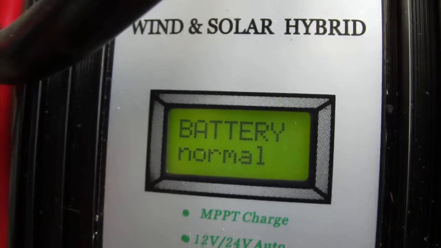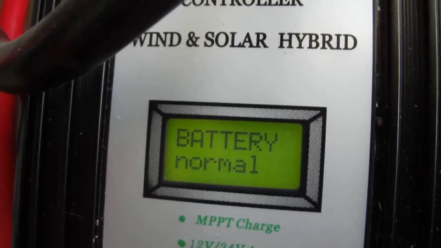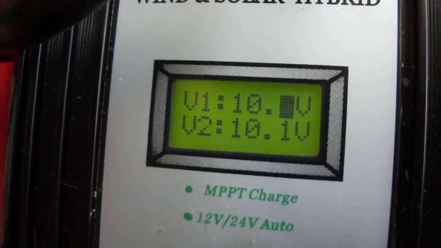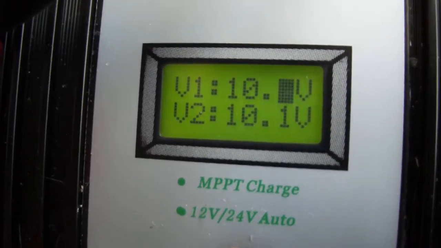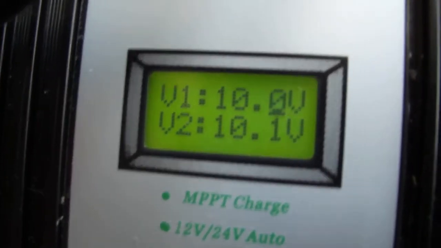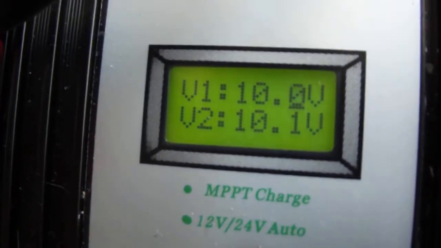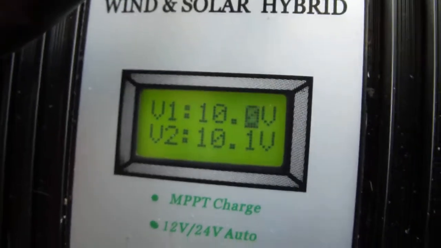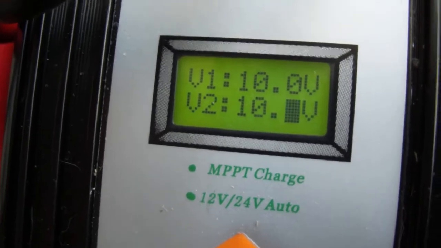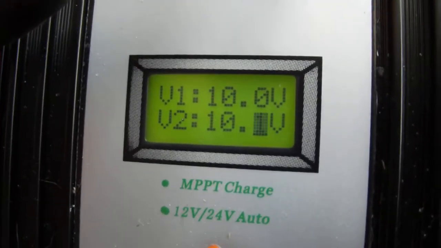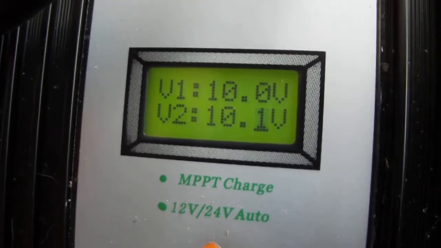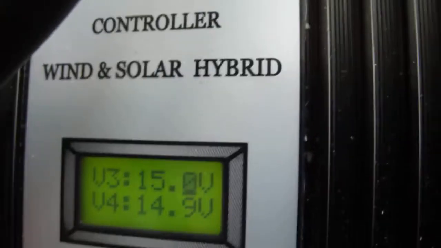Now the actual programming side of it. That there is the over discharge voltage of the batteries to detect it. And that's at 10 volts. Recovery is at 10.1 volts in over discharge. Pressing enter moves that cursor down. It's got plus minus keys on it to adjust the actual voltage. Okay. Second one, oops, I've pressed enter.